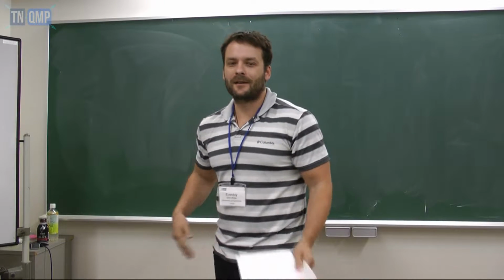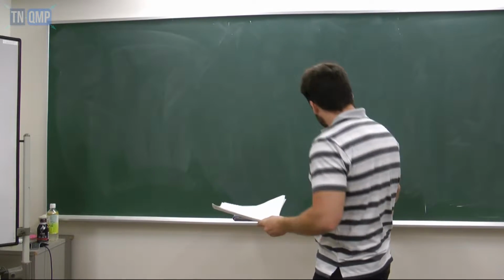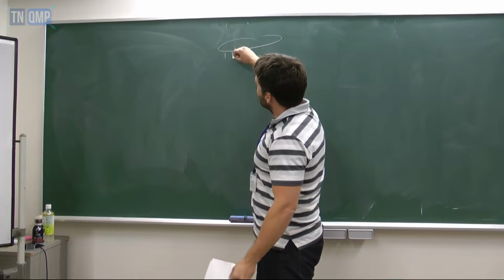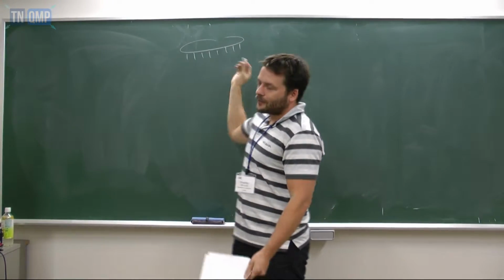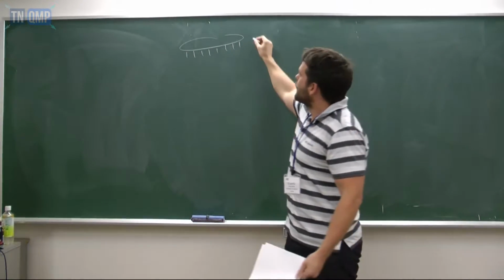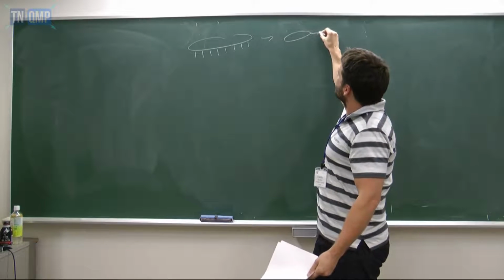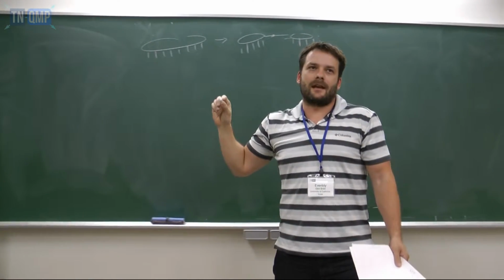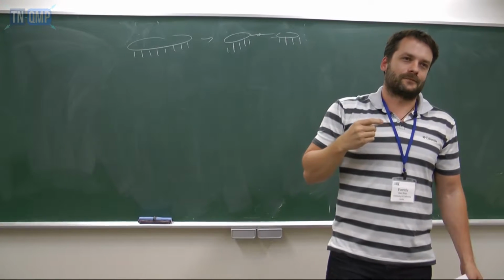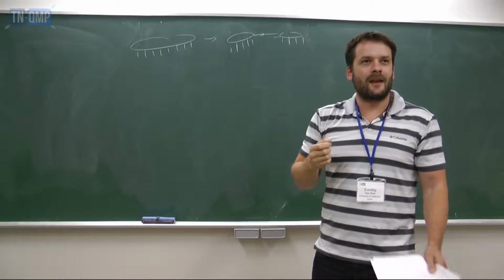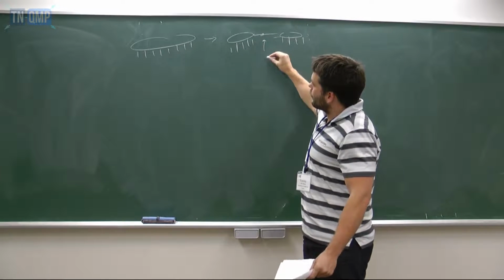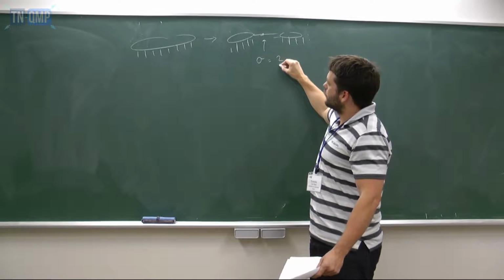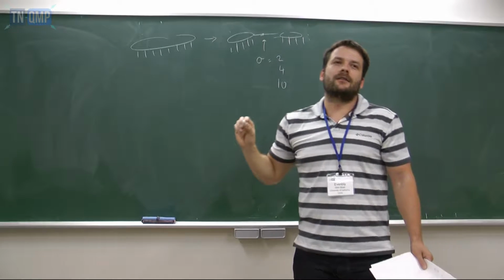Well, welcome back everyone. Yesterday I set an exercise of taking, say, the ground state of 12 sites of a spin half Heisenberg model and just cutting it into two pieces, keeping some truncated rank, say sigma equals 2, 4, or 10 values.